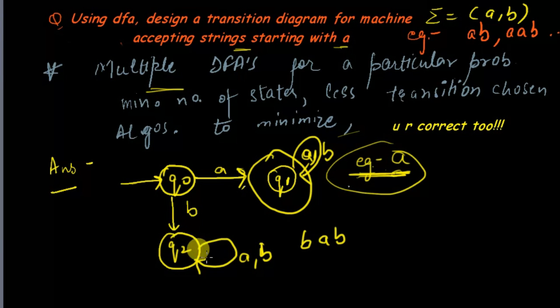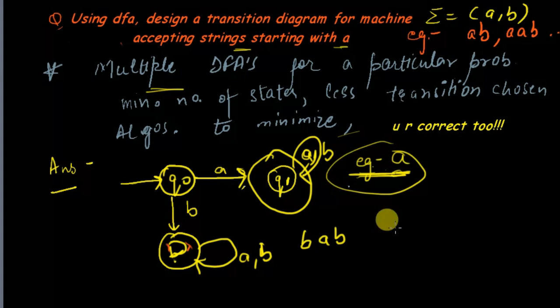Now states like Q2 are called dead states because once you have reached this state, you can't leave it. When you have come here, you must remain here. So I can simply remove it and write D over here. This D represents the dead state.